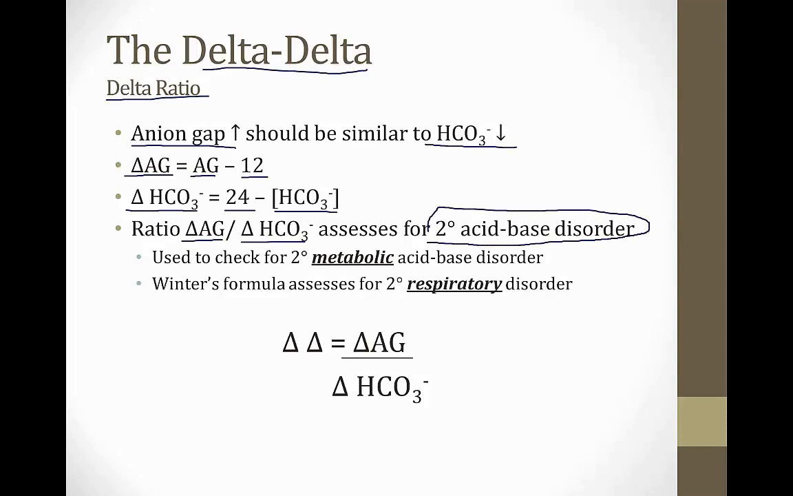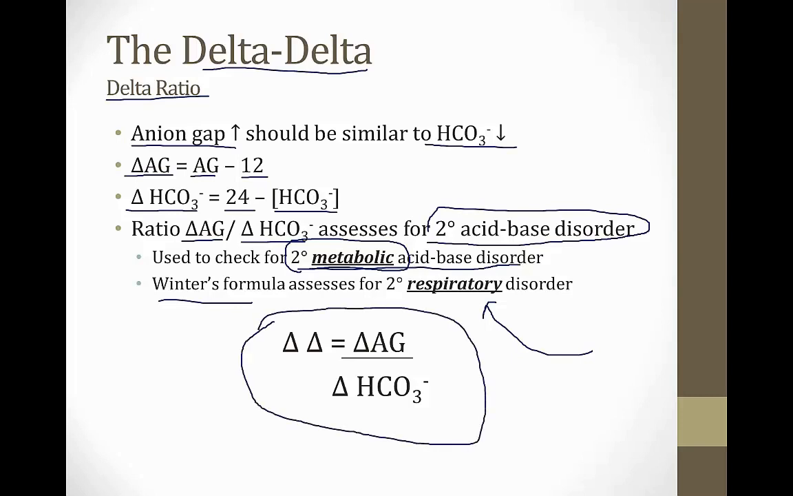This is used to check for a concomitant metabolic acid-base disorder. Remember, Winner's formula, which we just talked about, tells you if there's a concomitant or secondary respiratory disorder. The delta-delta ratio is going to tell you if there is a concomitant or secondary metabolic disorder. So for example, in an increased anion gap metabolic acidosis, you can have a concomitant metabolic alkalosis. The only way you're going to uncover that is by determining the delta-delta ratio using the formula down here.